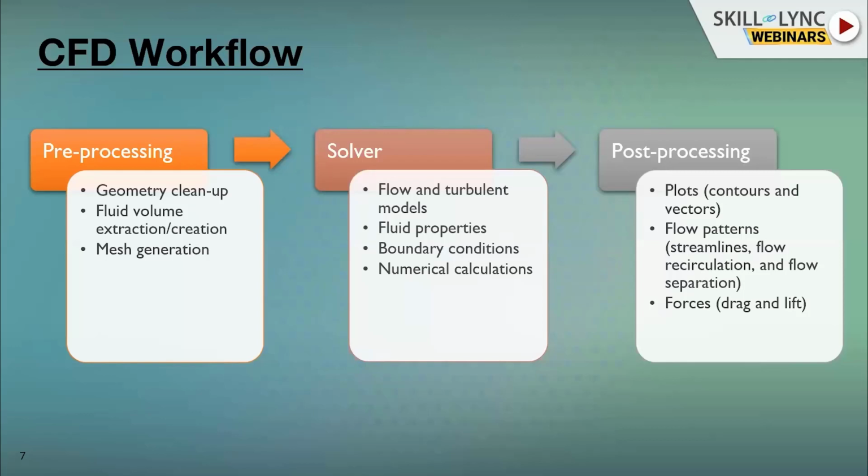Then comes the post-processing part. That is the set of parameters which are of interest. It could be velocity vectors, velocity contours, streamlines, flow recirculations, flow separations, or it could be forces, drag, lift, or it may be the heat transfer coefficient, or it could be the temperature distribution. Depending upon the application, the CFD engineer can extract his parameters of interest, and accordingly he can move forward with design modifications or optimization, based on his objectives.